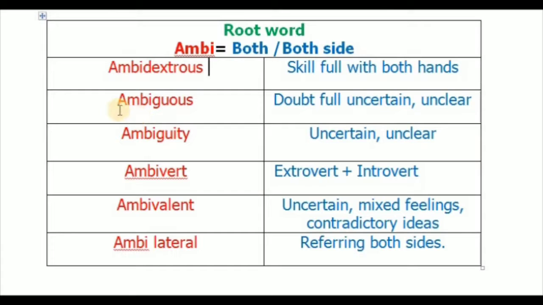Next word, ambiguous. Ambiguous means doubtful, uncertain, unclear. Ambi shows both senses. Doubtful means uncertain, unclear. So ambiguous means doubtful, uncertain, unclear. Rahul asked for help in such an ambiguous way that nobody helped him.